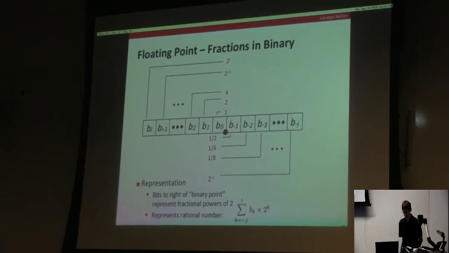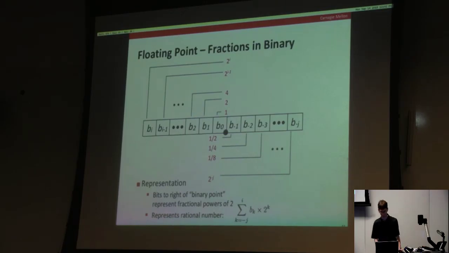Floating point numbers are a little bit more tricky because now we want to be able to represent fractions in our systems. So how do we do that? The main idea is that we have a binary point. This is like a decimal point, except the numbers are binary, not decimal.